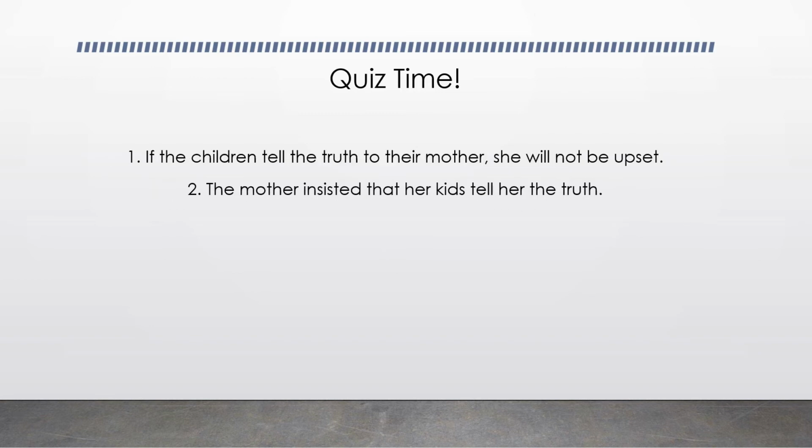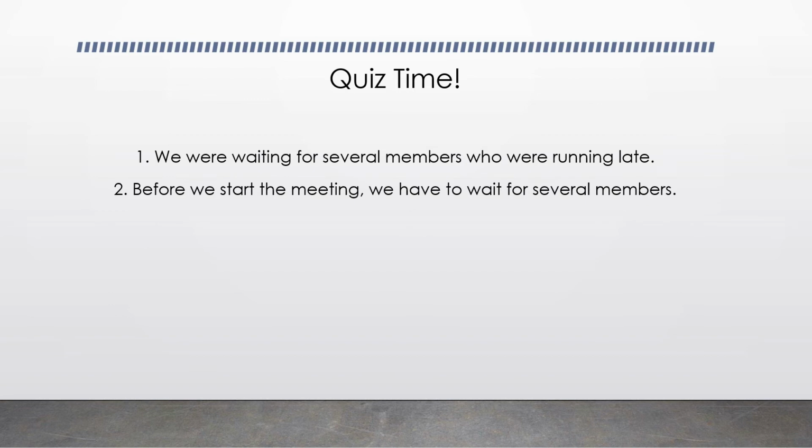If the children tell the truth to their mother, she will not be upset. The mother insisted that her kids tell her the truth. And the sentence number 1 has an adverb clause. If the children tell the truth to their mother. We were waiting for several members who were running late. Before we start the meeting, we have to wait for several members. Sentence number 2 has an adverb clause. Before we start the meeting.